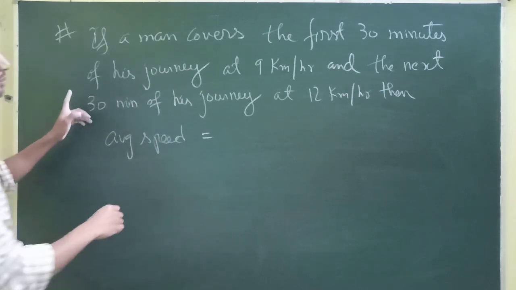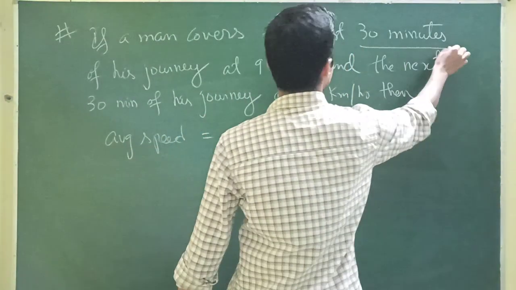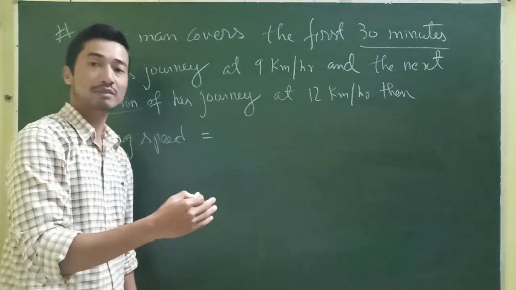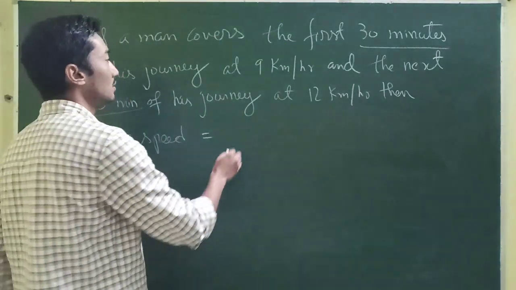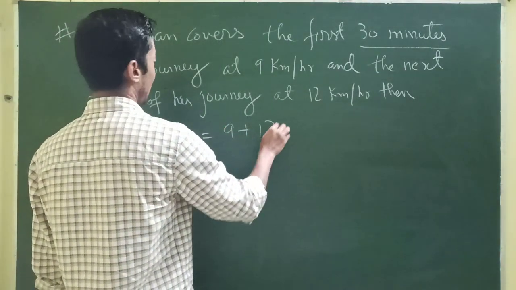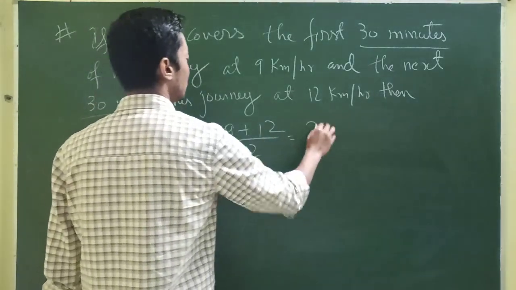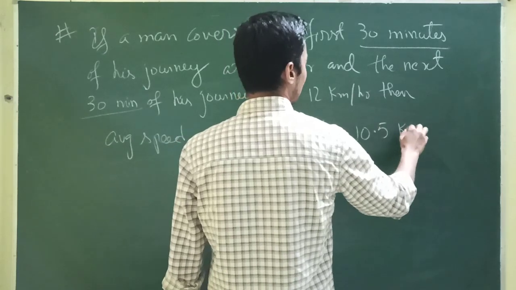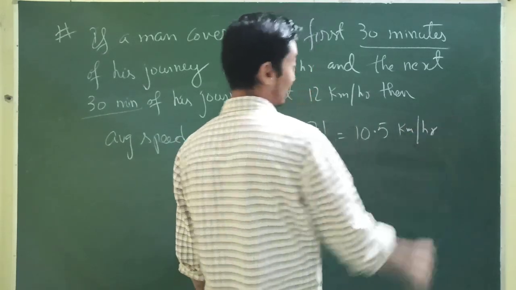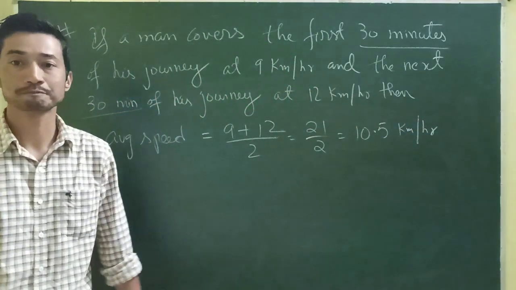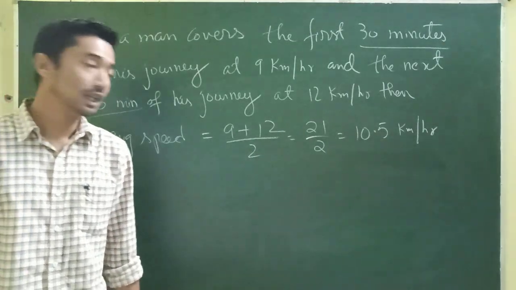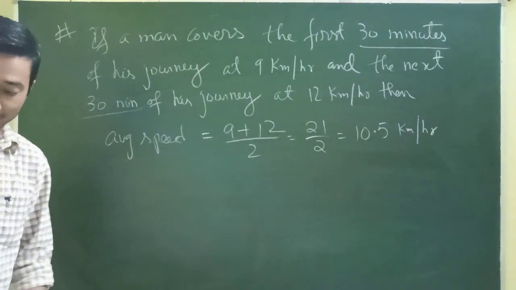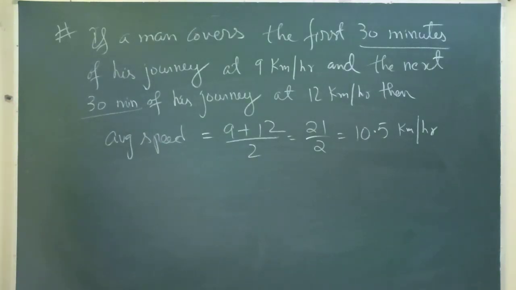So here, what happens is you see the first 30 minutes and the next 30 minutes. The time interval is the same here. So what we can do is directly just add 9 plus 12 divided by 2, 21 by 2. That's going to be 10.5 kilometers per hour. Simple as that. I bet that would be easier for you next time. So remember, only when the time interval is the same.